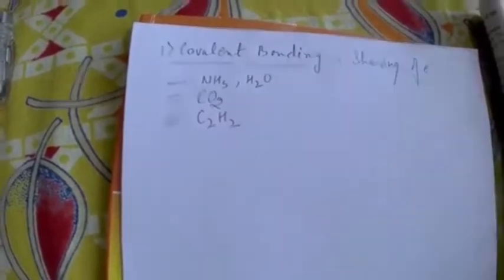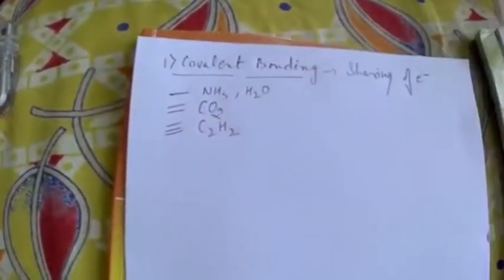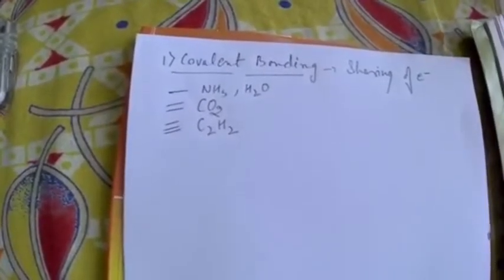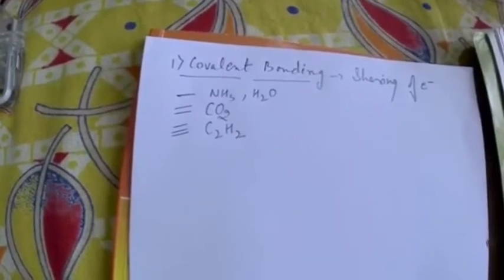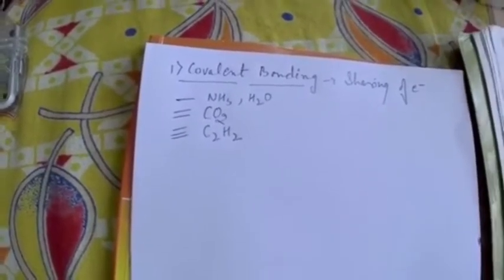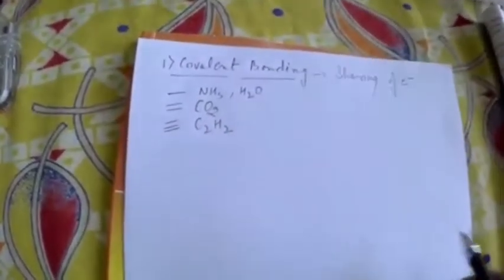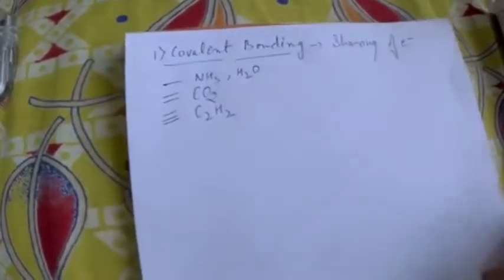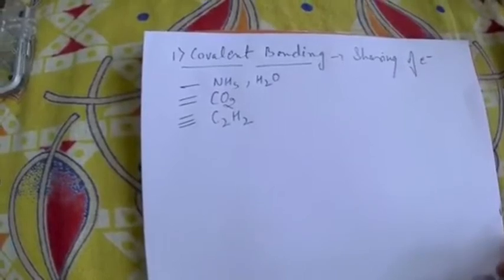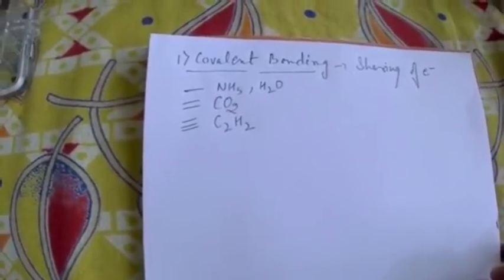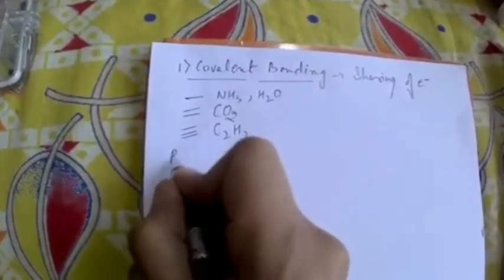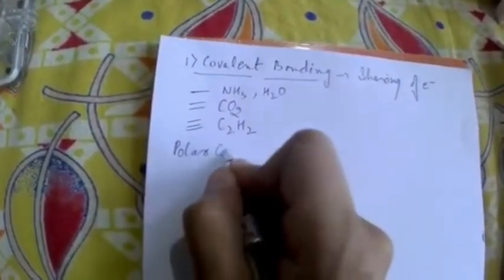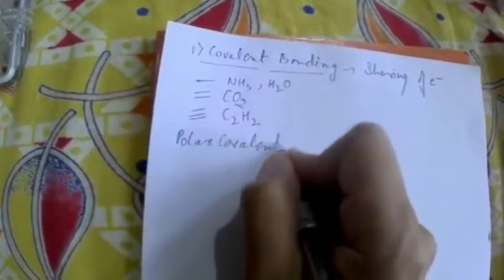So let's start with covalent bonding. I already told you it is of 3 types: single covalent bond, double covalent bond and triple covalent bond. Let's discuss now polar covalent compounds and non-polar covalent compounds. First of all, polar covalent compounds.